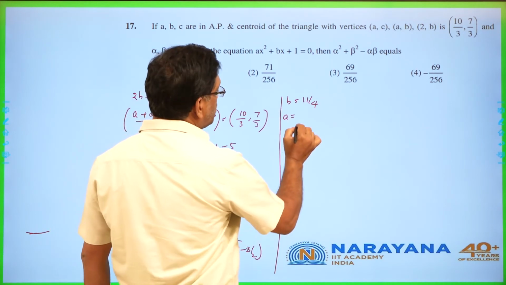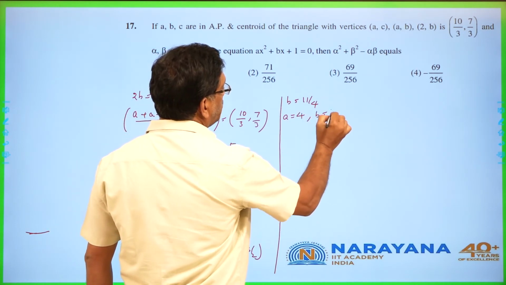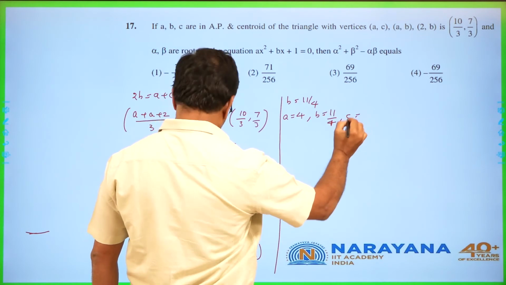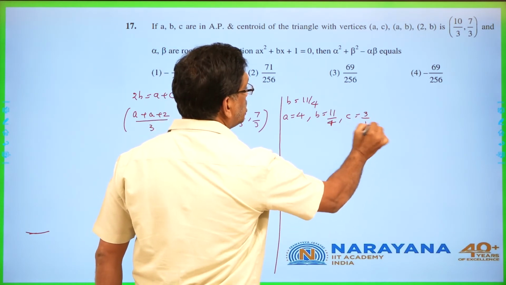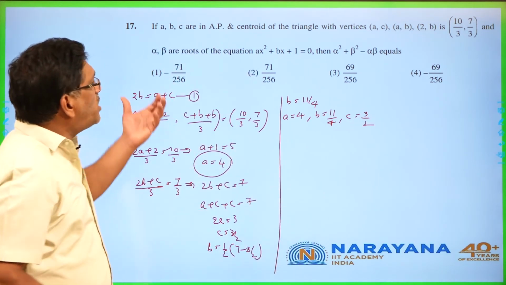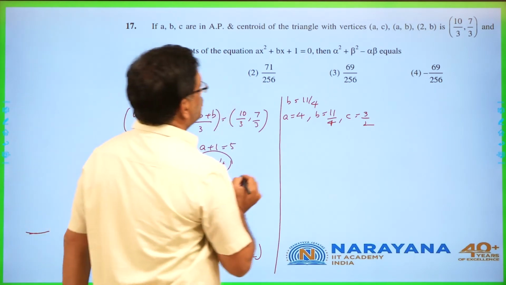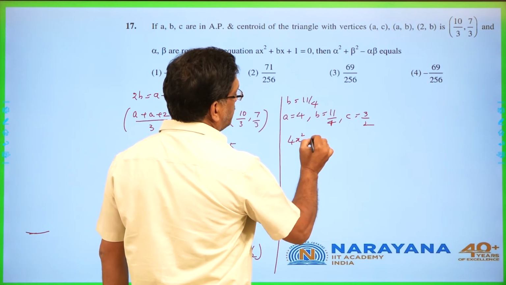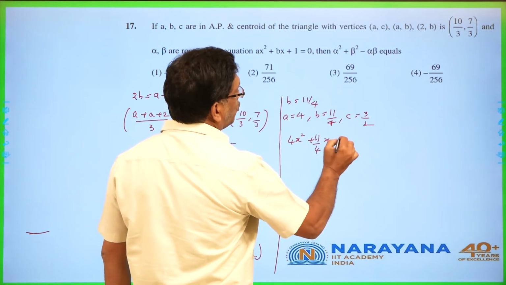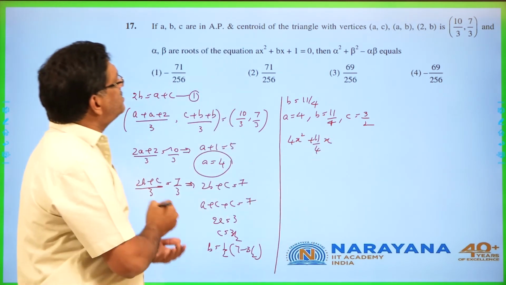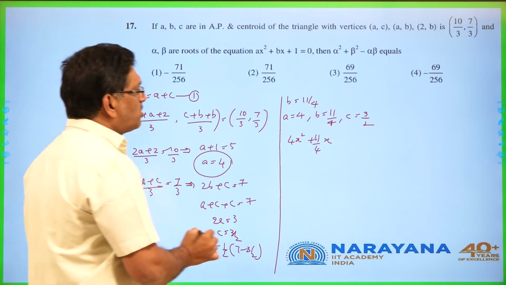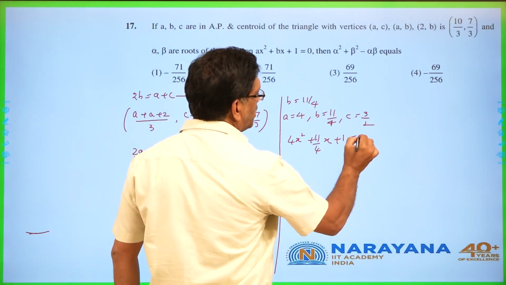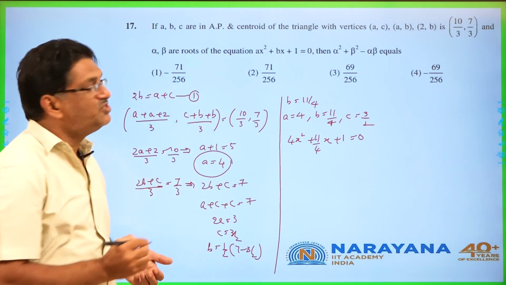So, we got all the three values: A is 4, B is 11 by 4 and C equals 3 by 2. So, what is the equation? 4x square plus 11 by 4x. Where is C? C is of course not there, not necessary here. In fact, equal to 0.